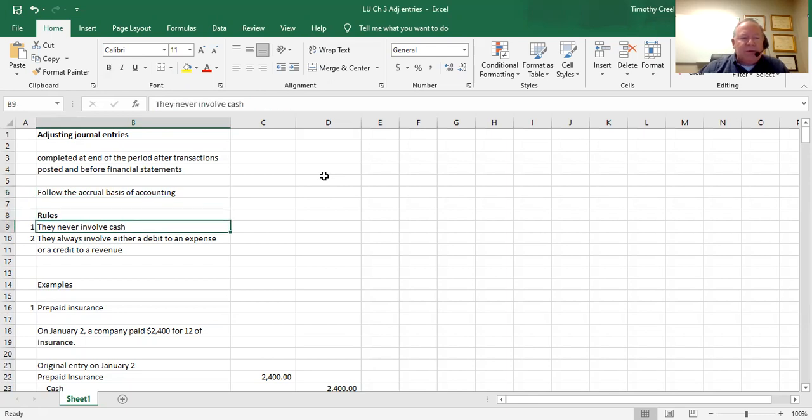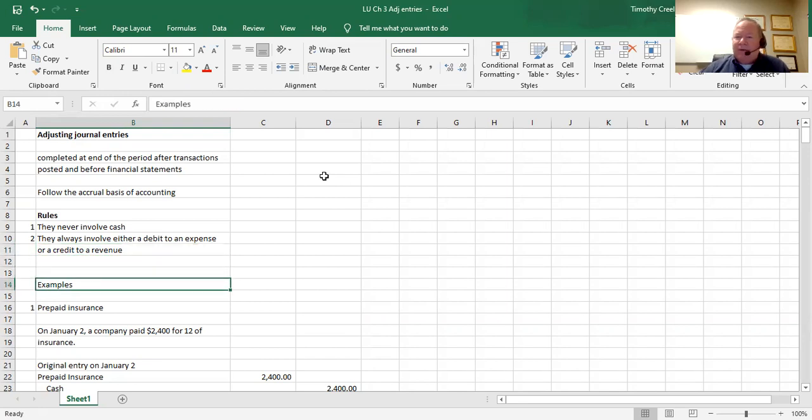Now, there are some rules with the adjusting entries. They never involve cash, and they always involve either a debit to an expense or a credit to a revenue. And again, it goes back to their purpose: correcting or setting the revenue and expense accounts to where they should be in order to have more accurate financial statements.